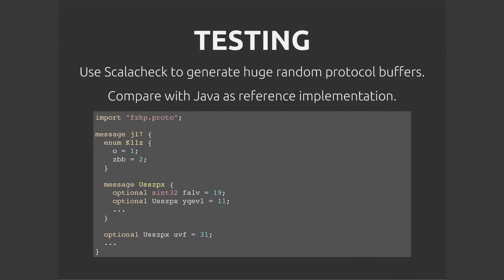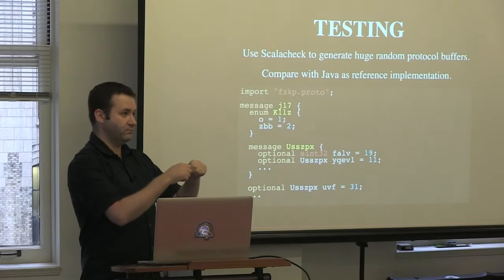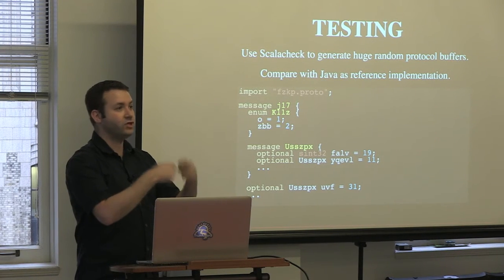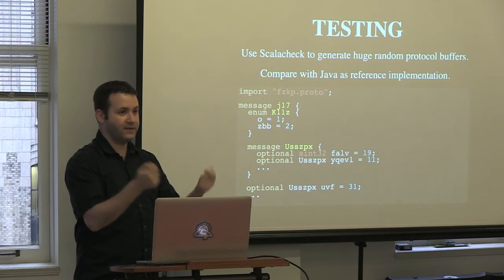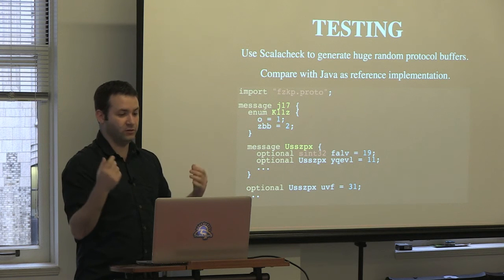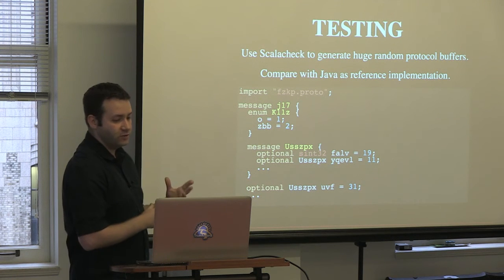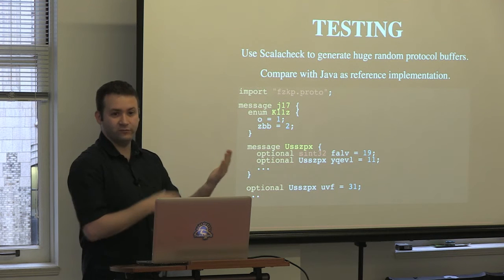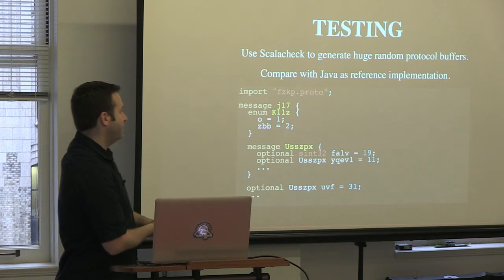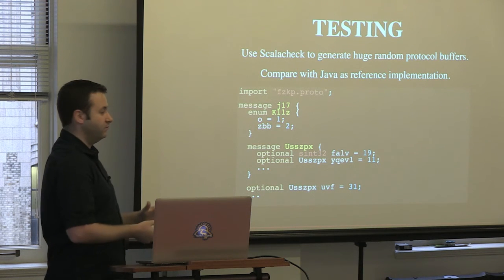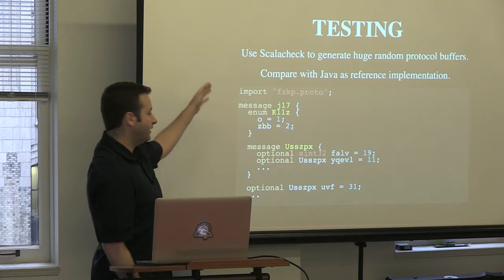So there's a cool tool called ScalaCheck that if you haven't tried it ever, then you should. Basically, it can generate random data for you, and you set rules or checks that pass only if certain conditions hold. For me, the condition was: do we get the same behavior from Java and Scala? So I wrote some code, which turned out to be very complicated, to generate random protocol buffers.